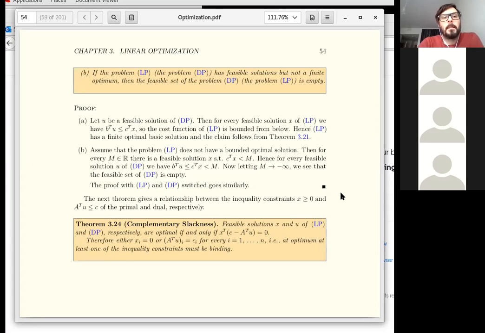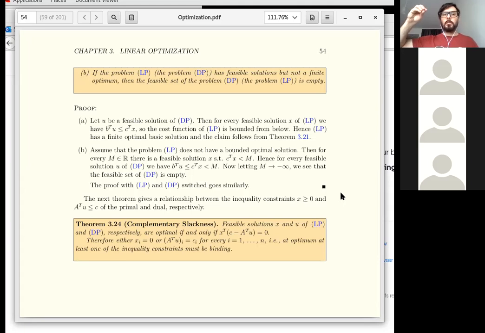The thing is, if the linear problem, the primal problem, has a feasible solution but doesn't have an optimum, then the corresponding dual has no solutions. Why is this? Well, it's fairly easy to see. We already proved that any solution to the dual has a cost function that is smaller than a cost function of the primal.